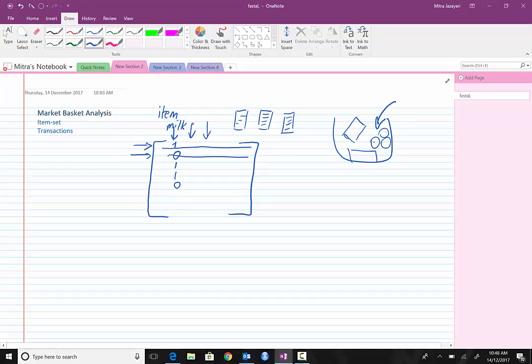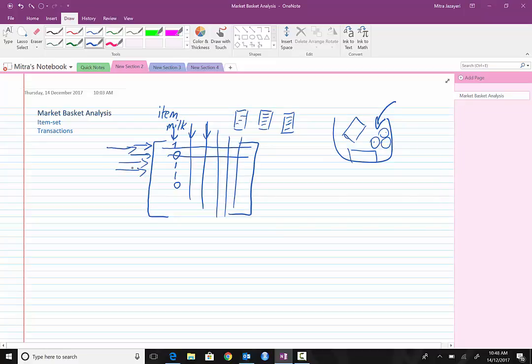So the columns are each item. For example, in the grocery data we have got 169 items, so you will have 169 columns. And then if you have got 9,000 something transactions, you will have 9,000 something rows in your matrix.